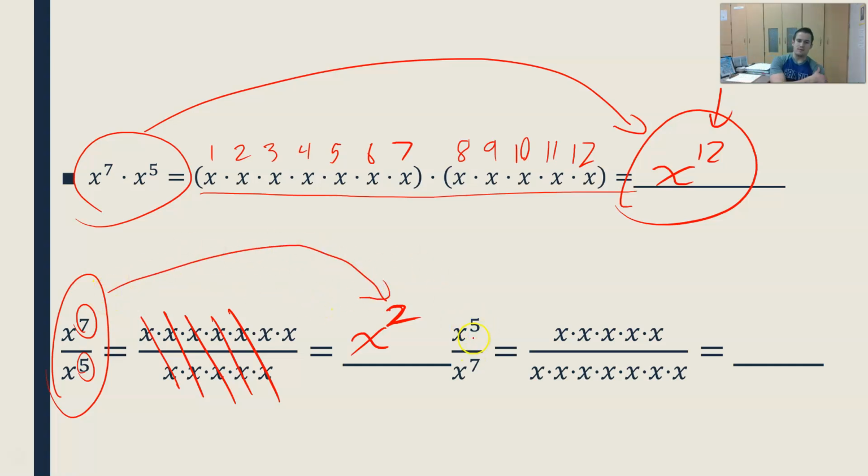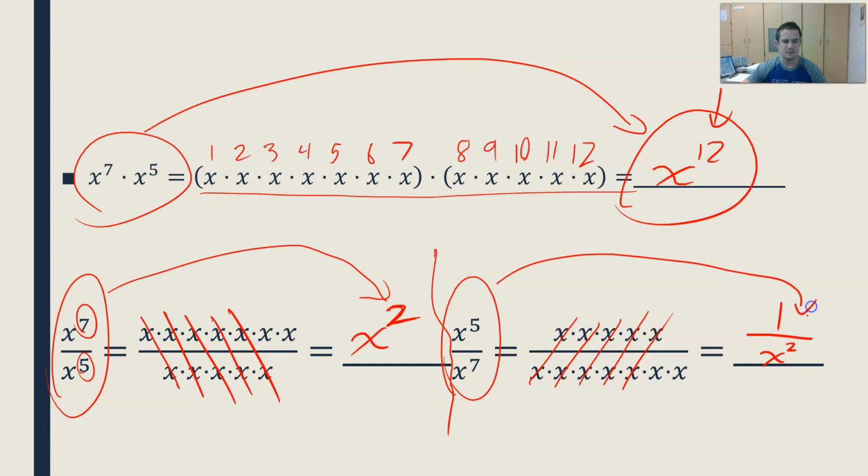What about this one? X to the 5th over x to the 7th. So take a look here. I have 5 x's on the top, 7 x's on the bottom. Well, these x's cancel, and so on, all 5 of them. So in this case, all the x's in the top cancel out, and I'm left with only 2 x's on the bottom. So on the bottom of the fraction, I have x squared. In the top, if everything cancels out, I'm just going to have 1. So that would be 1 over x squared.